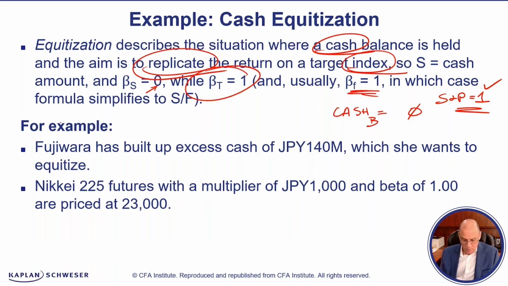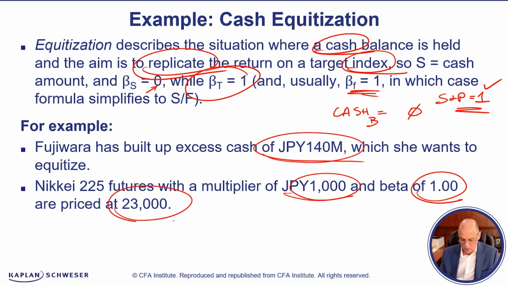So we have, for example, Fujiwara's built up a lot of money, a lot of cash. She's got 140 million yen, and she wants to equitize this. There's a Nikkei futures multiplier of 1,000, beta of 1, and they're priced at 23,000. So see, I circled what I know is going to be important. Now, if I'm on the exam, I might take my little highlighter feature and just highlight in the item set, or in the vignette rather, for that matter.